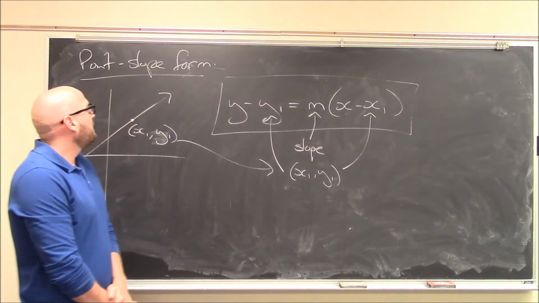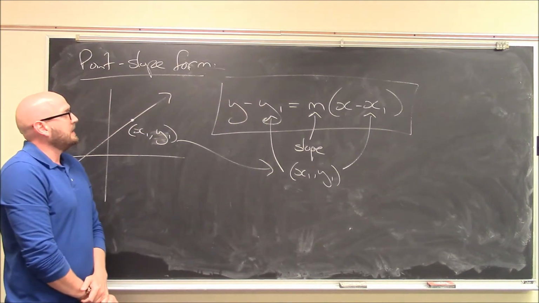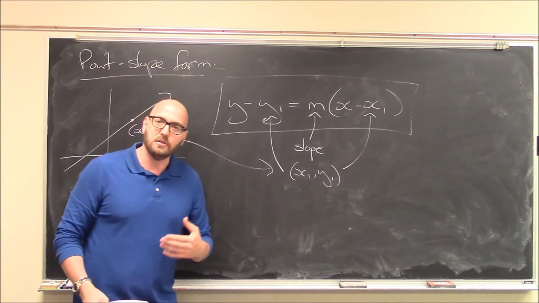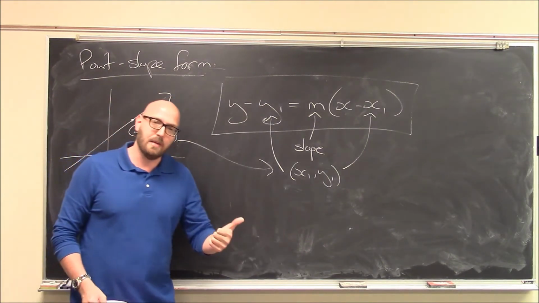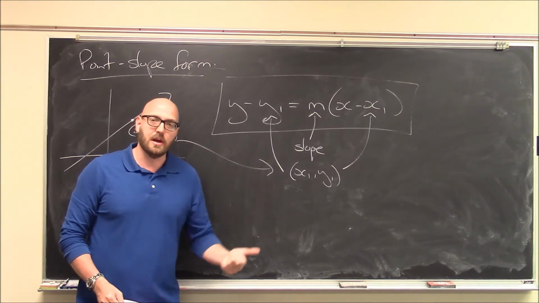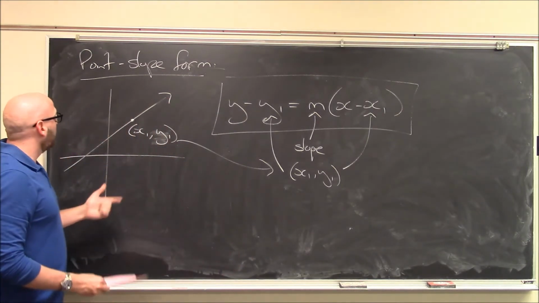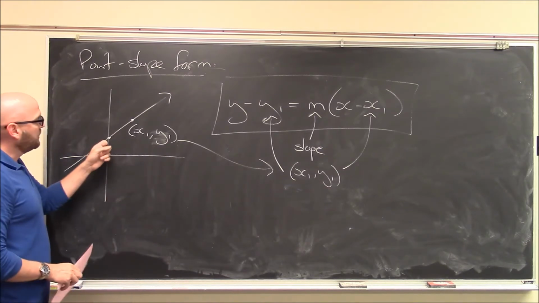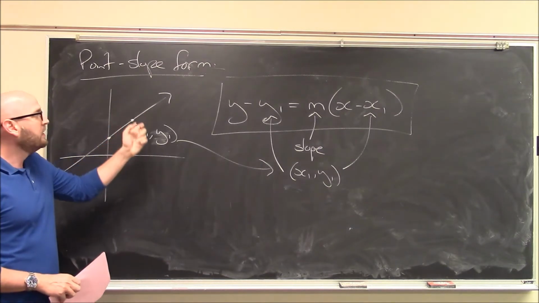So it has a big advantage over the slope-intercept form, in that to write down the slope-intercept form, you need to know two things about the line, right? You need to know the slope, m, and you need to know the y-intercept. What is the y-intercept? Well, the y-intercept is just a very special point on the line, where the line cuts through the y-axis.